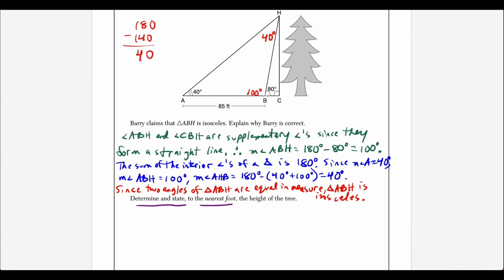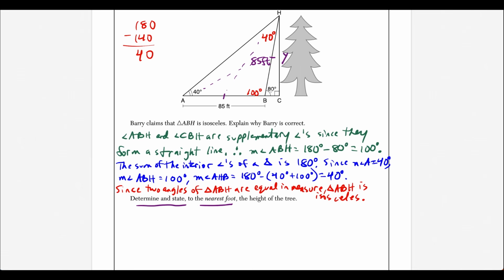Well, think about what we know so far. If this side here is 85, then this side, because this triangle is isosceles, is also going to be 85 feet. So we established that we have an isosceles triangle. So the sides opposite of the 40-degree angles have to be the same. So now if we focus on this right triangle over here, we want to find the height of the tree. And let's say for now I just call that y.